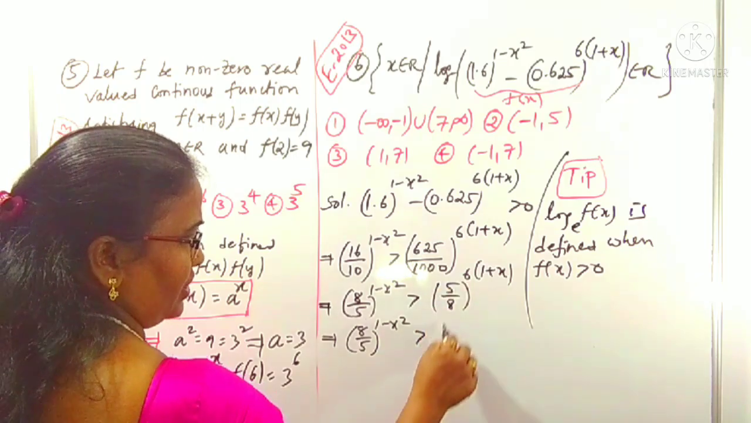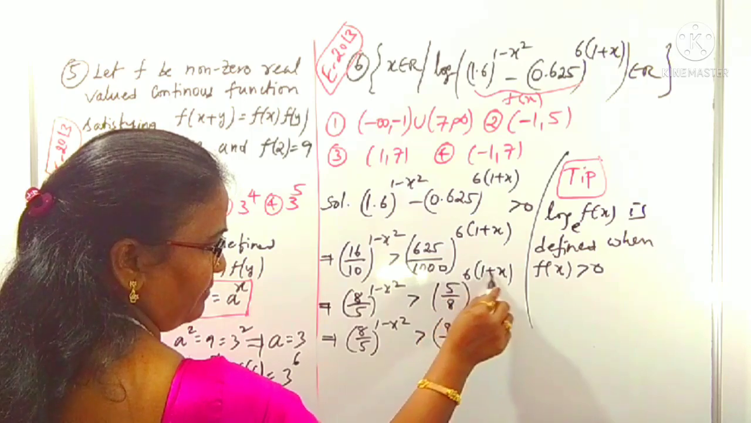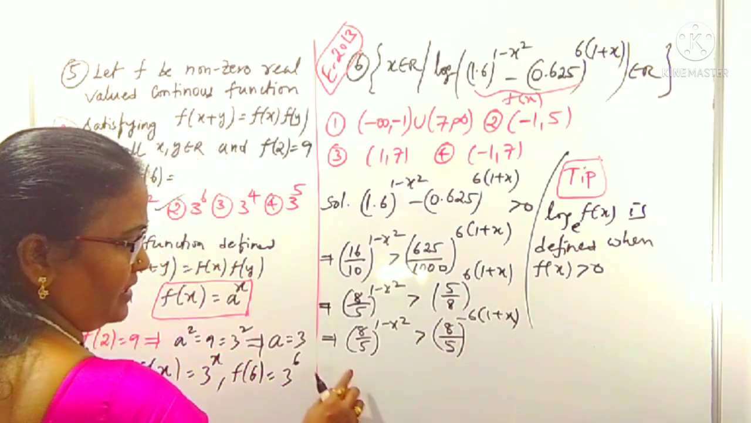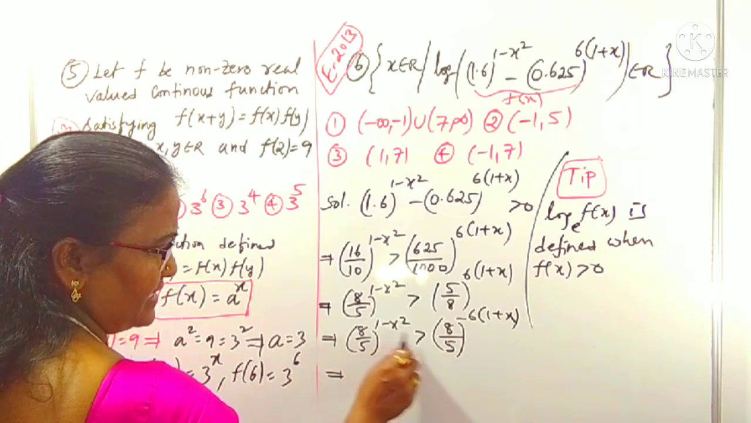Here I am taking reverse order. If you take the reverse order, 5 by 8 becomes 8 by 5, and the sign becomes minus 6 of 1 plus x. Okay, now we can understand that the bases are 8 by 5, 8 by 5. Now we can equate the powers in the same relation.